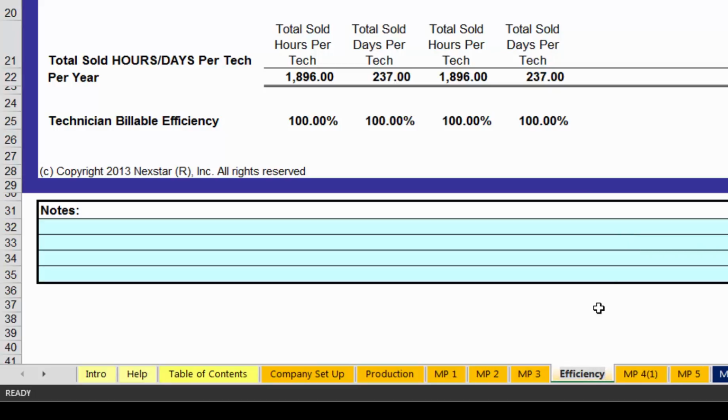It's one of the three legs of a three-legged stool when we create our selling price. First is production, second is efficiency, and the third is our cost. Okay? And we'll get into speaking about that later down the road in some other videos.